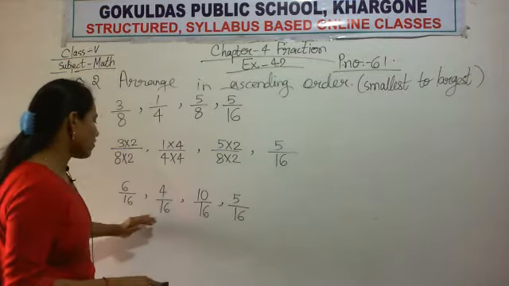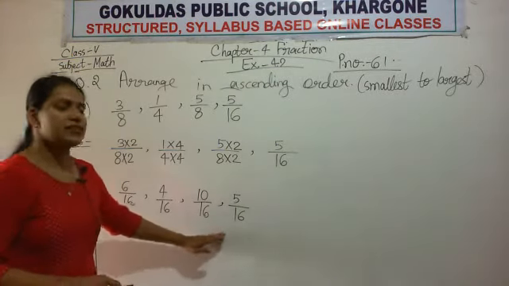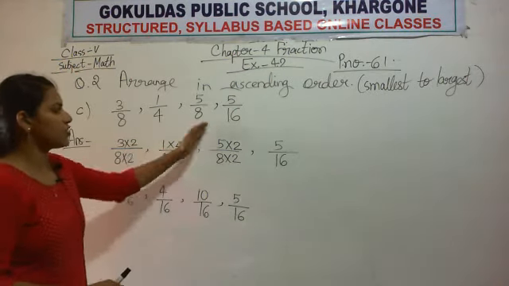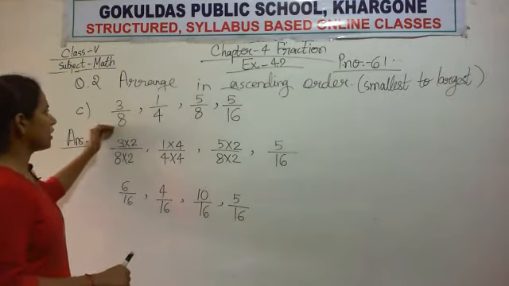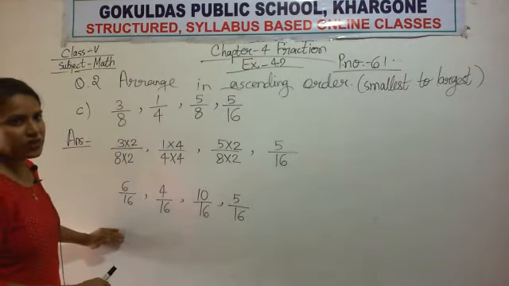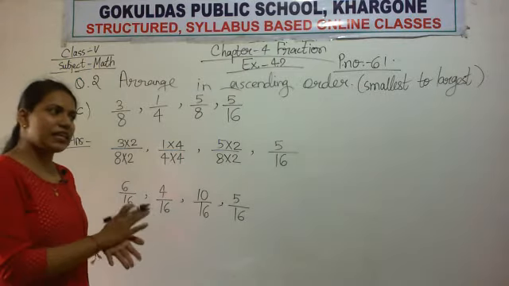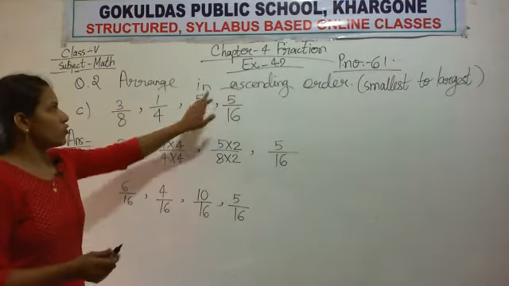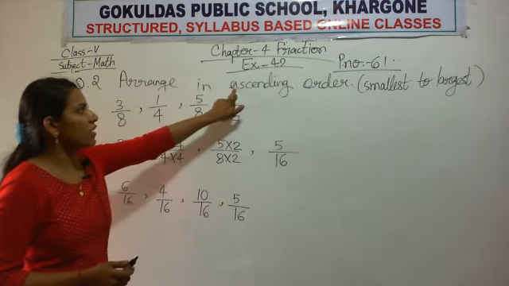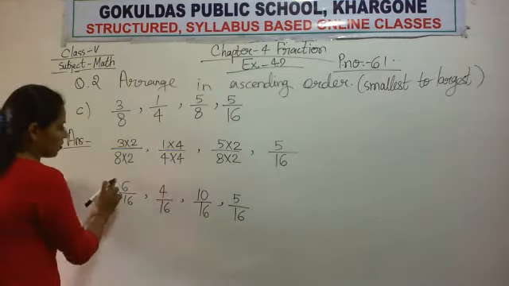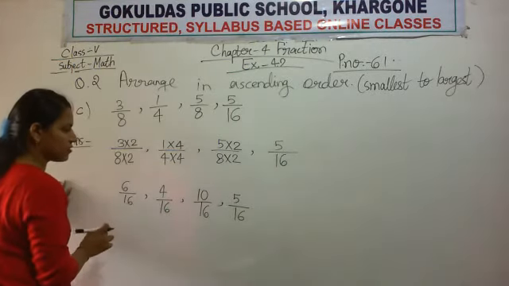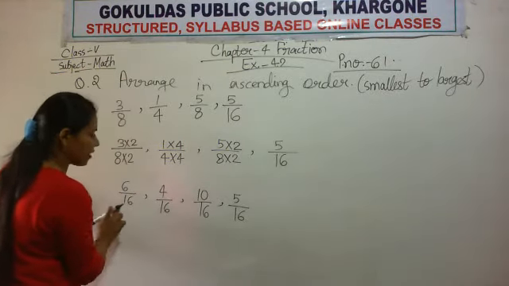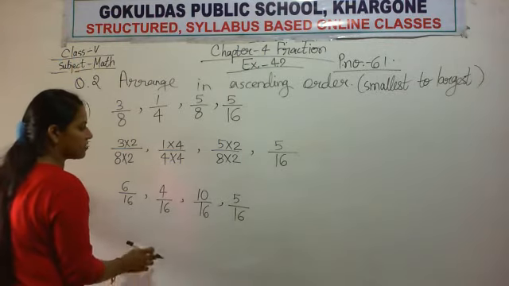Now observe that all the numbers have the same denominator. Now we converted these fractions to like fractions. We converted unlike fractions to like fractions. Now you can easily arrange these fractions according to the question. According to the question, we will arrange these fractions in ascending order. These are now like fractions, all the denominators have the same number. Now arrange them.